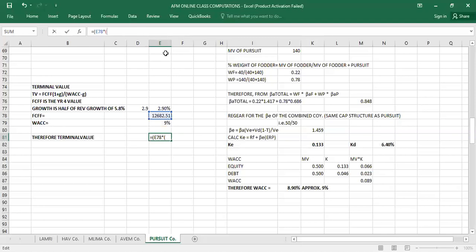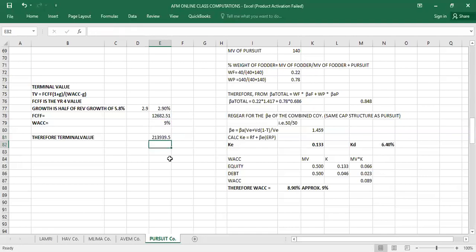So we have 78. I hope that's 78. 78 multiplied by our 1 plus G. So I've gotten my G the way that it's supposed to be. That's what was causing the problem. So now that figure, since I've opened the bracket, I can close it. Divided by, open bracket, 9% minus the G.